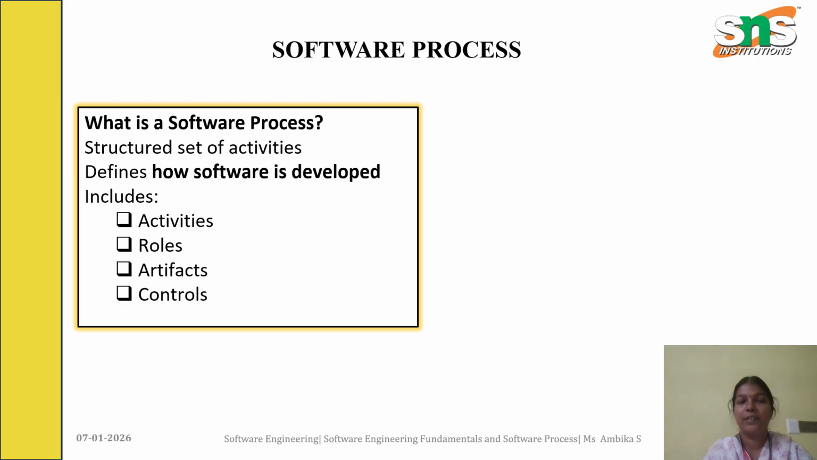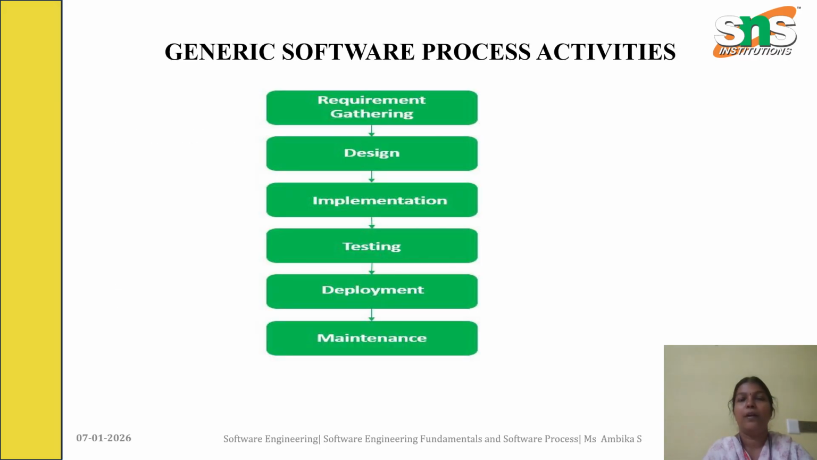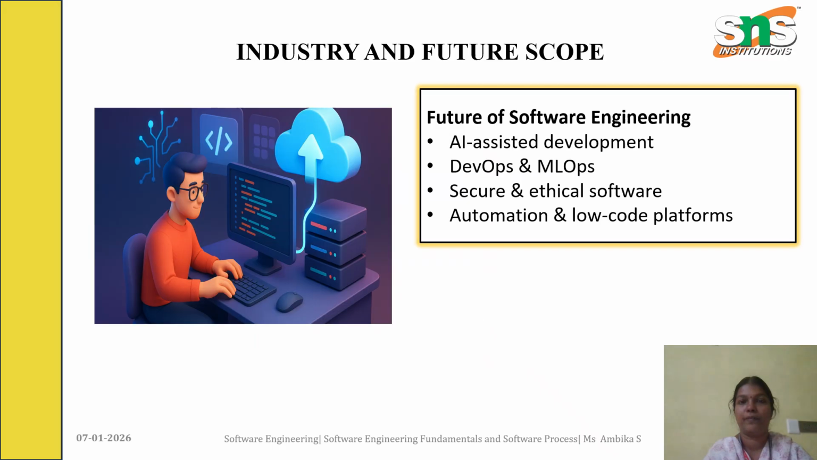Software process is nothing but a set of activities used for developing software. It includes activities, roles, artifacts and controls. Artifacts are the byproducts we get during the software development cycle. They may be tangible or intangible, and are useful for further development of the software. The generic software process activities are requirement gathering, design, implementation, testing, deployment and maintenance.